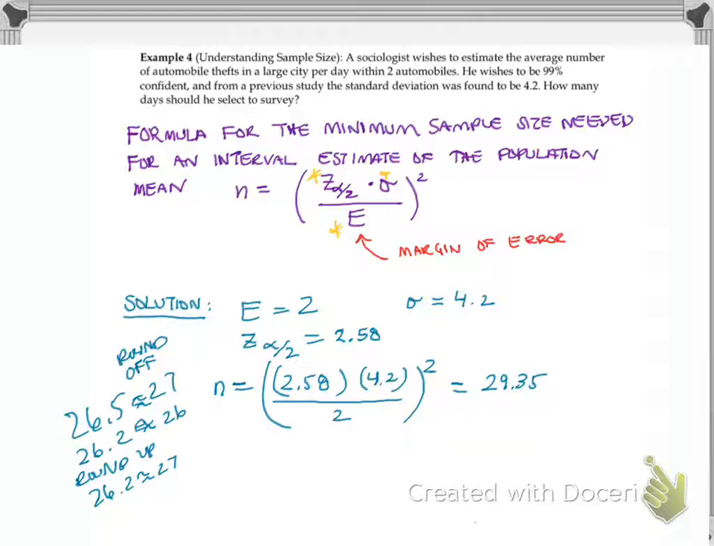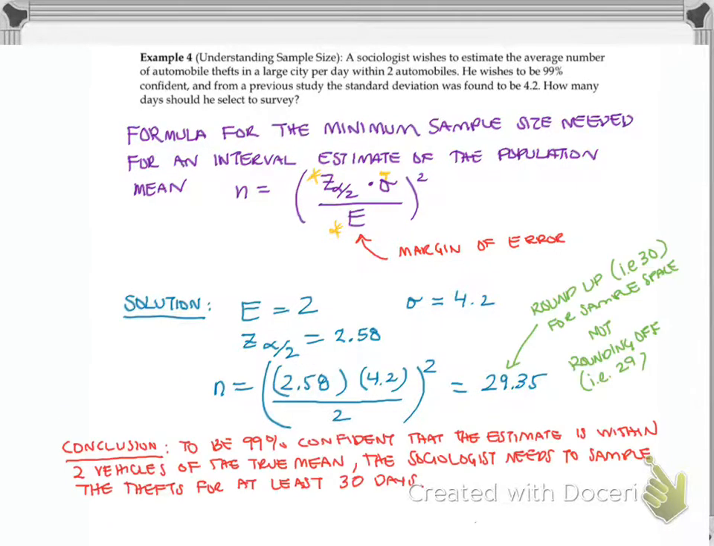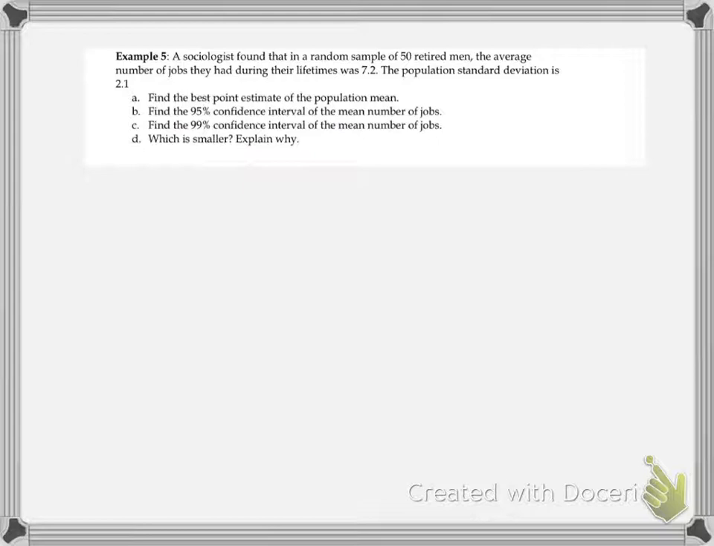So in our example, it's going to be 30. Okay, so I'm going to write that down. All right, so to conclude, to be 99% confident that the estimate is within 2 vehicles of the true mean, the sociologist needs to sample for at least 30 days. We got 30 days because we rounded up to 30 and not off, which would be 29. Hopefully that makes sense. Let's move on to the next example.